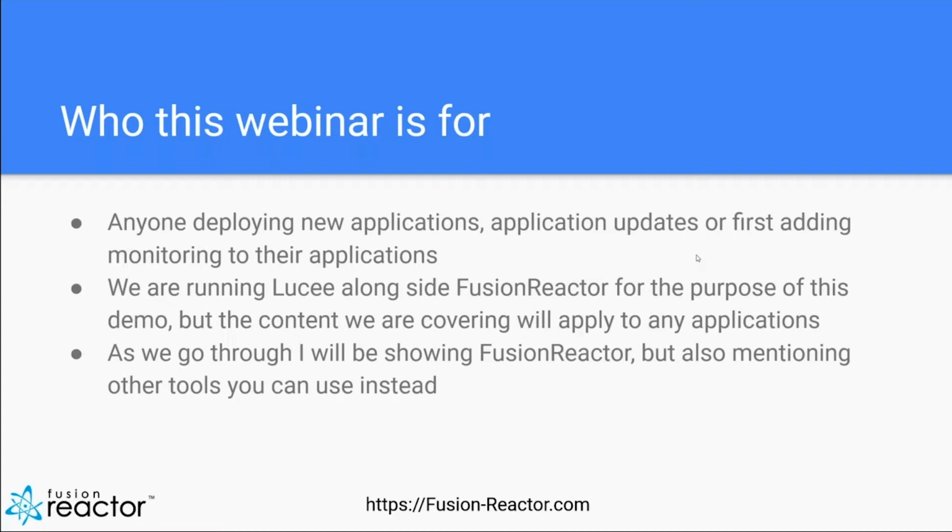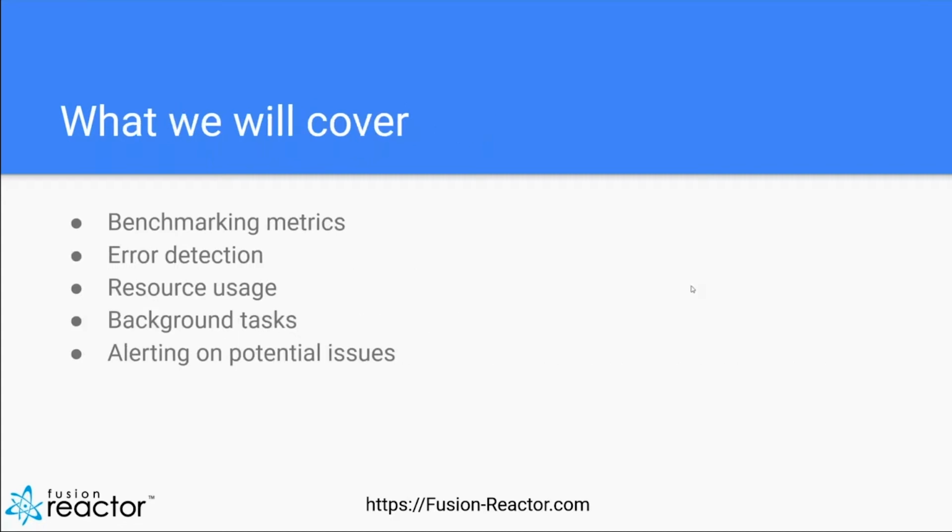For this webinar, we'll be running Lucee alongside Fusion Reactor, but the content we're covering almost applies to any application and any monitoring tool. As we go through, I'll be showing Fusion Reactor, but I'll also be mentioning other tools as well that you could use potentially instead of or as well as Fusion Reactor. We're going to cover 5 points today: benchmarking metrics, error detection, resource usage, background tasks, and alerting on potential issues.